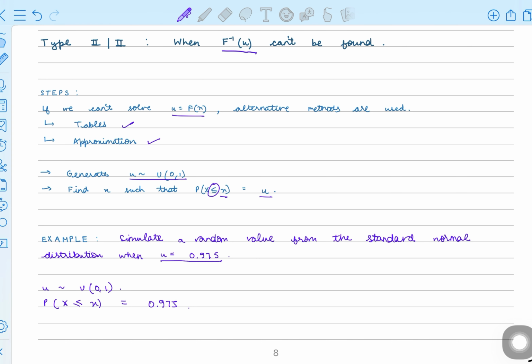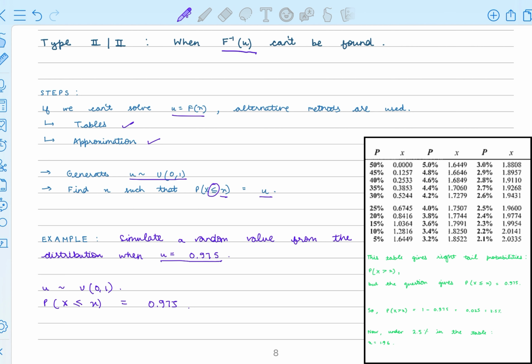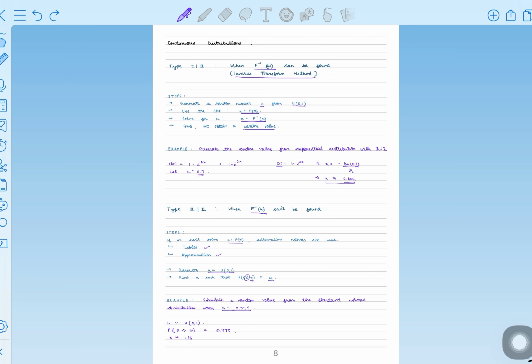Since the inverse of the normal distribution cannot be solved directly, we use the standard normal table. From the z table, it can be observed that x is equal to 1.96. These are the two important methods used to simulate continuous probability distributions in Monte Carlo simulation.